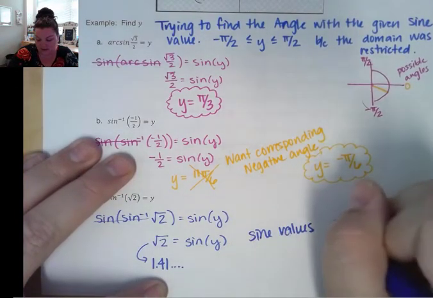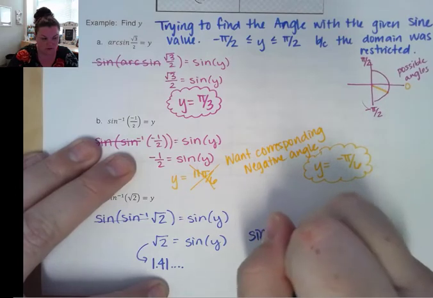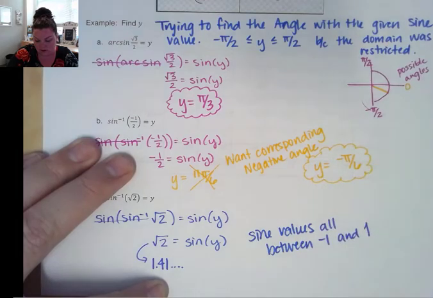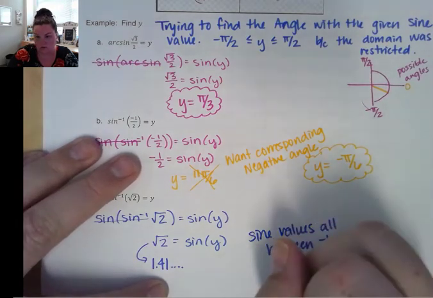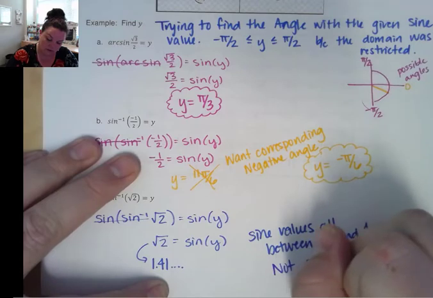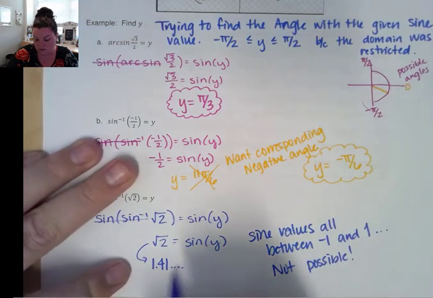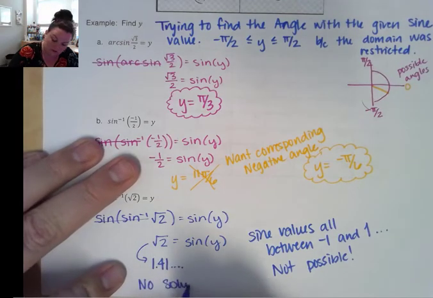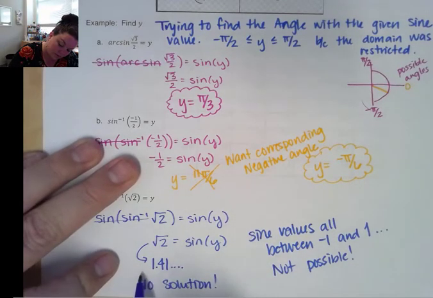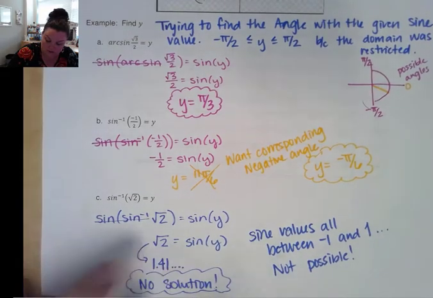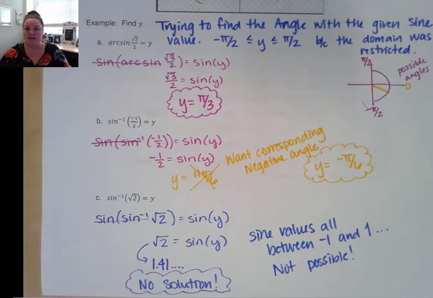I'm going to say sine values are all between -1 and 1. So not possible. So I'm just going to say no solution. No solution here. Okay, so if you get something funky that you can't find the answer for, really think about, is this even something I could possibly get a solution for?